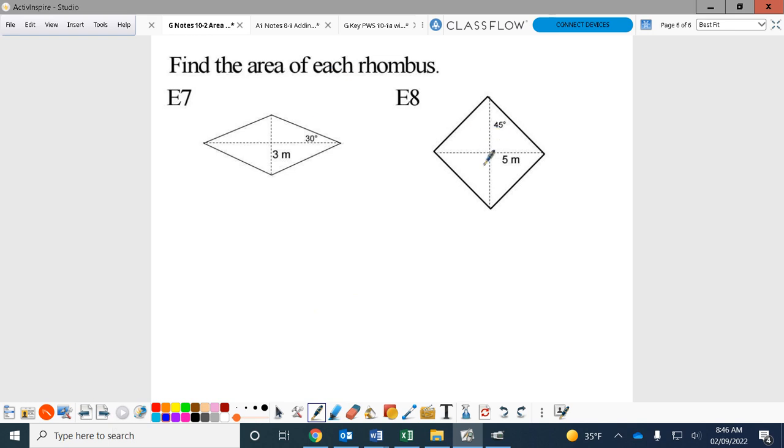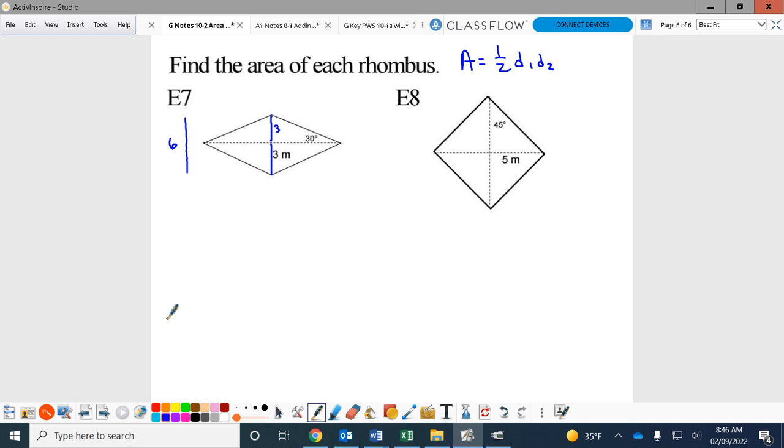So the formula is going to be area equals 1/2 diagonal 1 times diagonal 2. We already did that. I'm not worried about you learning the formula right now. I'm worried about you applying it and finding the diagonals. So the very first thing, if this piece right here is 3 on a rhombus, then this piece on this side is also going to be 3. So this diagonal right here is going to be 6. That one, not hard. The other diagonal is the one that you have to use special right triangles for.